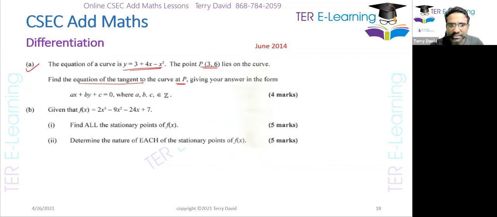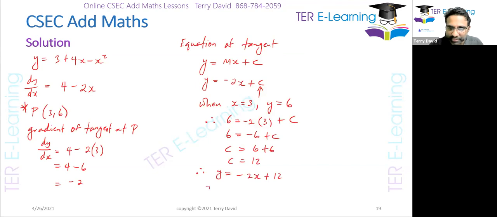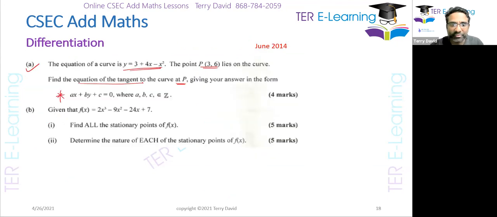But they told us that they want us to write this in this format: ax plus by plus c is equal to 0. So therefore, it's going to be 2x plus y minus 12 is equal to 0, right? This is the format that they wanted the answer in. So please, you have to write your answer in that format. So that's my answer here for part A, and we get 4 marks for this.